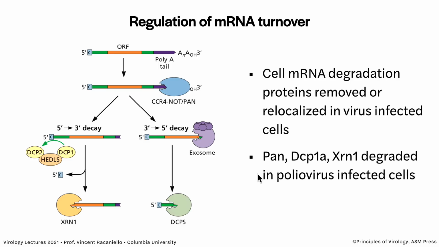Someone asked, what is the benefit for the virus to inhibit poly A binding protein to block polyadenylation of cell messages? Then there's less competition for the translational apparatus, because those messages without poly A are not going to be translated. They'll probably be degraded by the exosome because they don't have a poly A.